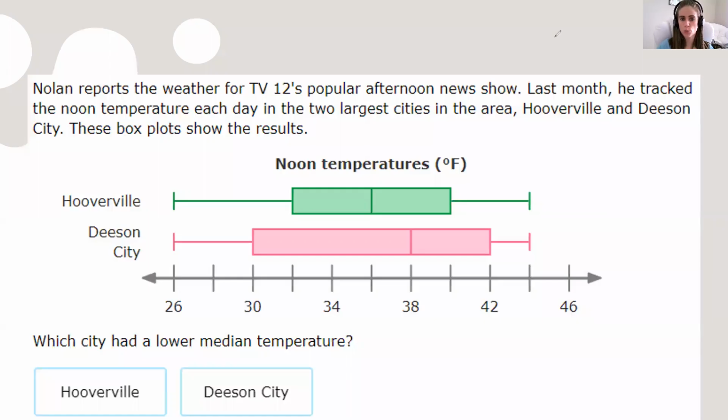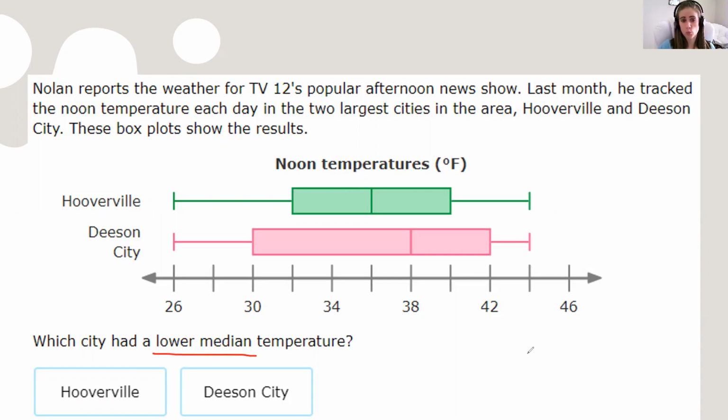All right, we're going to do 2 more problems together. Nolan reports the weather for TZ12's popular afternoon news show. Last month, he tracked the noon temperature each day in the two largest cities in the area, Hooverville and Decent City. These box plots show the results. Which city had the lower median temperature? So we're being asked to compare these two and decide which one has the lower median temp.